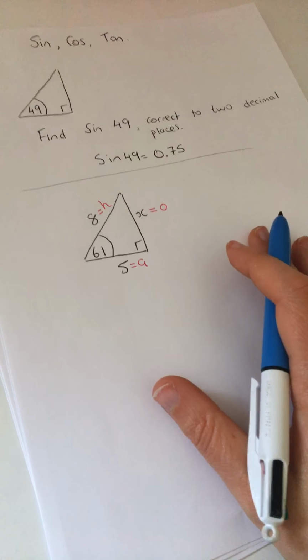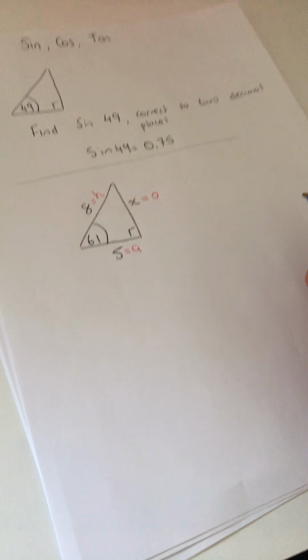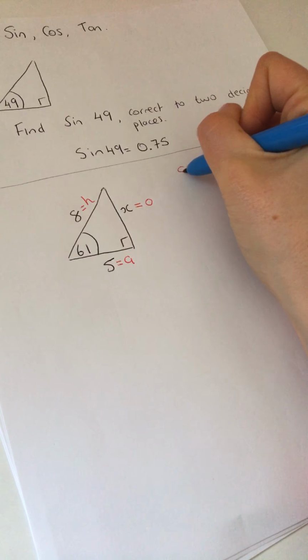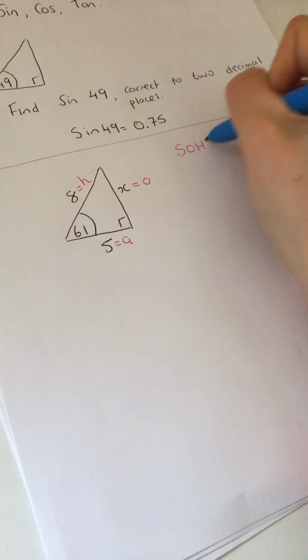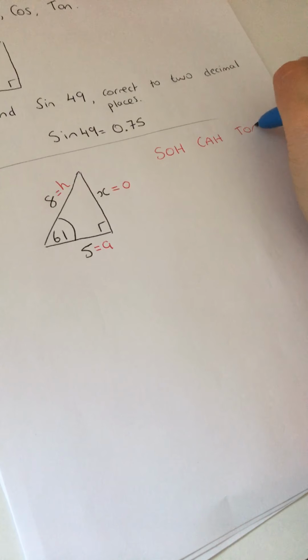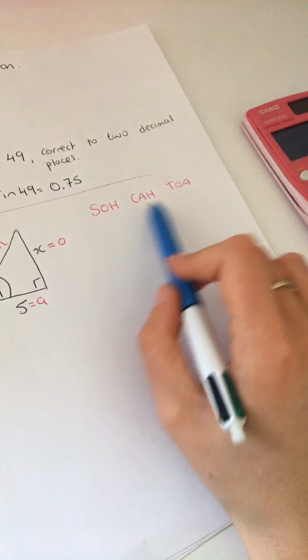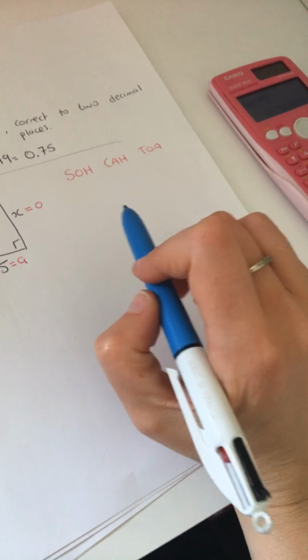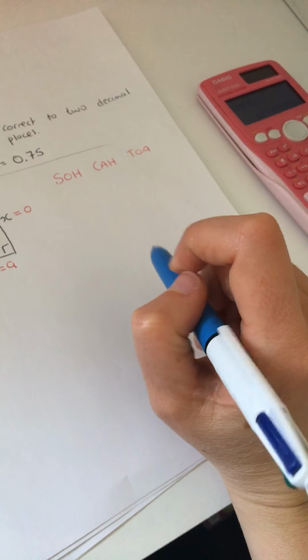And X is opposite. Now, do you remember with working with sine, cos and tan, we had a thing to remember sine, cos and tan? So, soh, cah, toa. Always write that down on your page if you get a question about sine, cos or tan. It might help you and you might get marks.